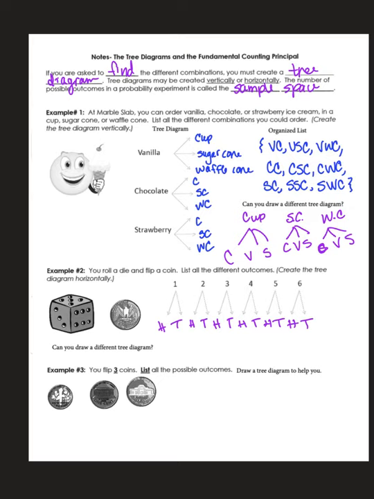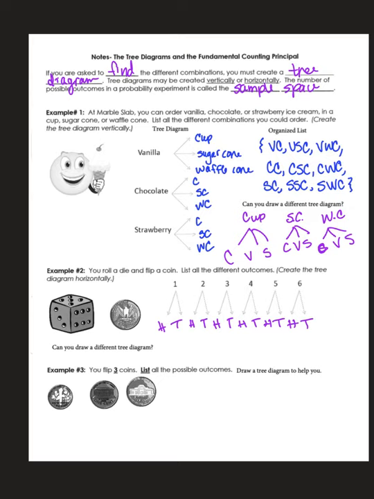How many different combinations are there? There's actually 12 different combinations, because I can roll a 1 and get a heads, roll a 1 and get tails, roll a 2 and get a heads, roll a 2 and get a tails, and so forth.